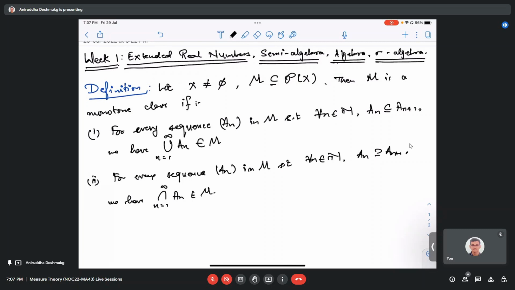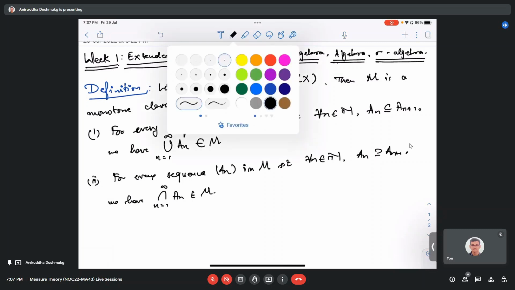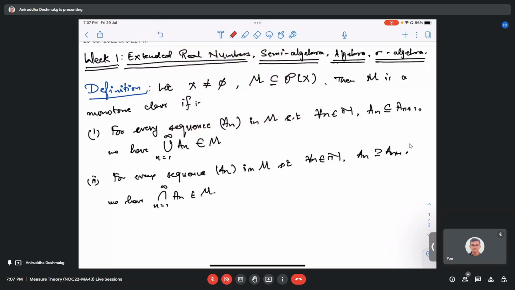Okay. So, just a few remarks. These sequences which satisfy this property look like monotone increasing sequences, right? So I will just call them monotone increasing sequences of sets. This is the name I am giving it. And this one is a monotone decreasing sequence.